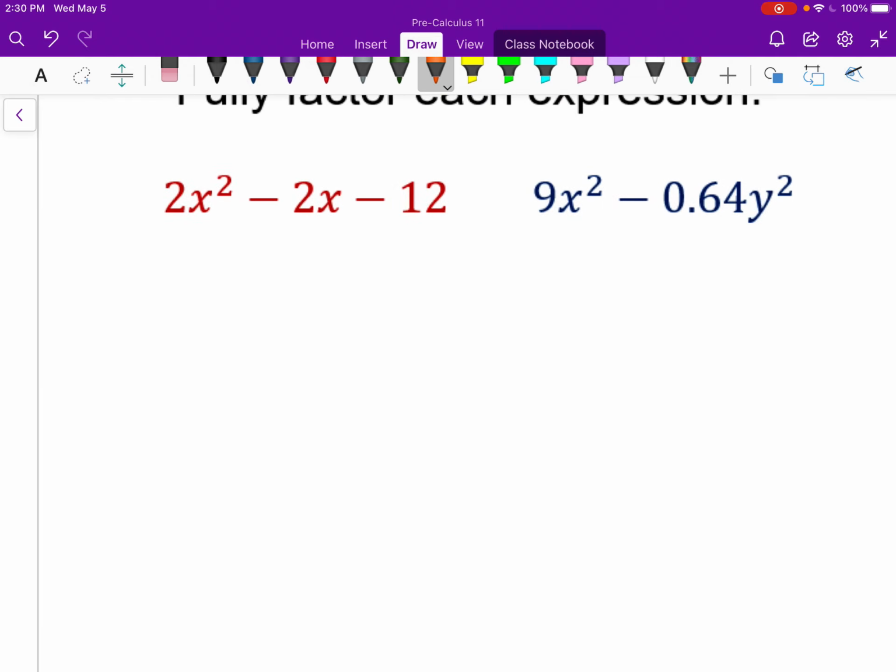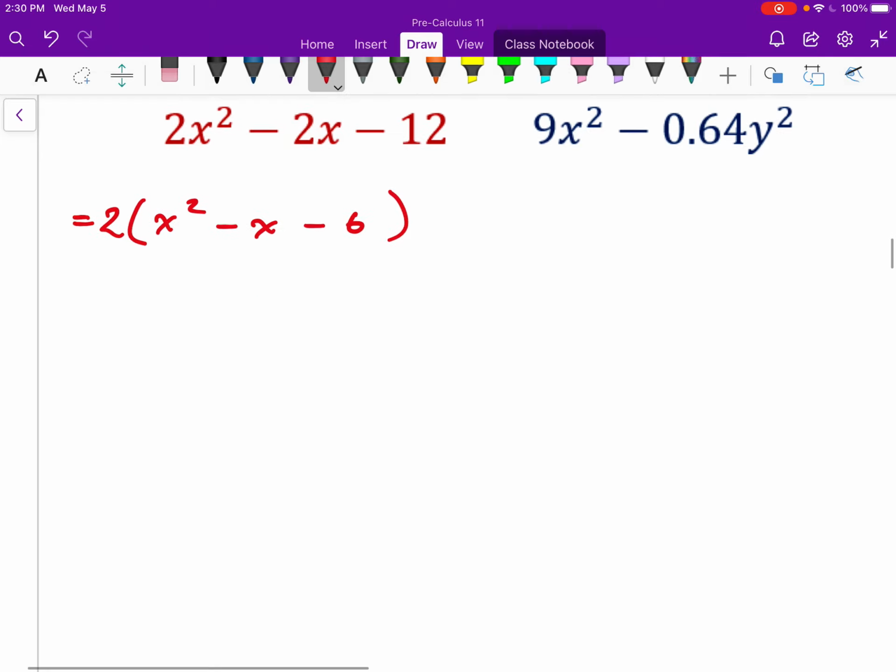That said, the first thing you should always check for anytime you want to factor anything in any course is look for a greatest common factor. This has a greatest common factor of 2. So take out that greatest common factor of 2 and you have x squared minus x minus 6 left. I've now factored it partially. The question is, can I factor it more? Yes. The x squared minus x minus 6 I can factor.